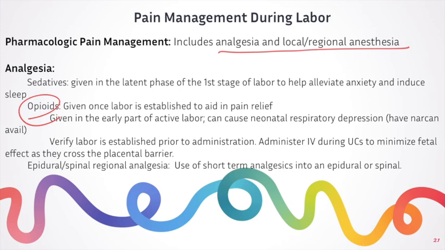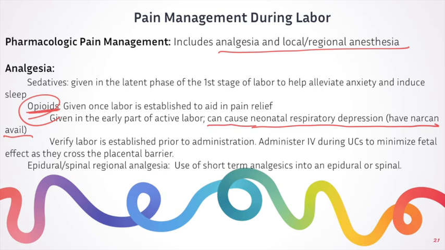But the issue is that if she's got opioids in her system and she delivers rapidly after that, it can cause neonatal respiratory suppression. I hope that you remember this from when you were in pharm, that opioids can cause respiratory depression. And it's the same thing with neonates, okay? So always have your Narcan close by.